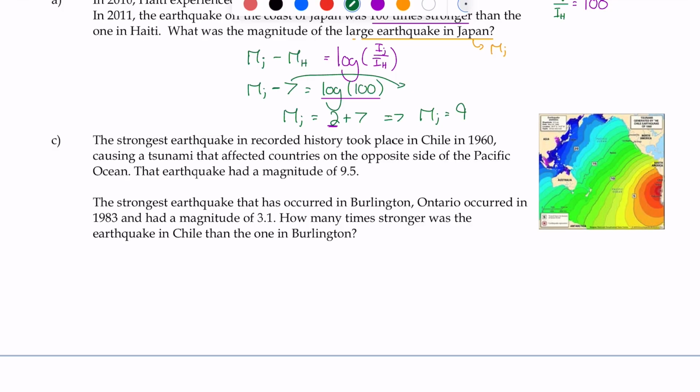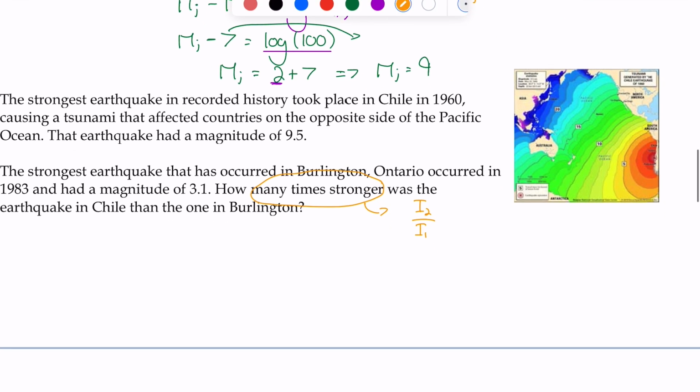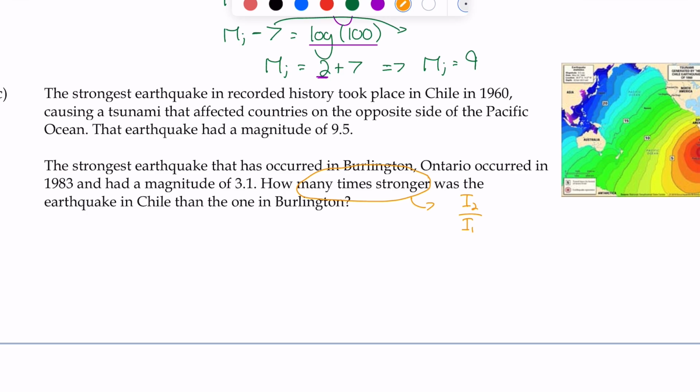All right. The strongest earthquake that occurred in Burlington, Ontario occurred in 1983 and had a magnitude of 3.1. How many times stronger was the earthquake in Chile than the one in Burlington? So how many times stronger? What that is saying is, hey, compare your ratios. So you're comparing the ratio I2 over I1. Well, which one is it asking me to compare to? So how many times stronger was the earthquake in Chile than the one in Burlington? So essentially it's saying compare the intensity in Chile to the one in Burlington.